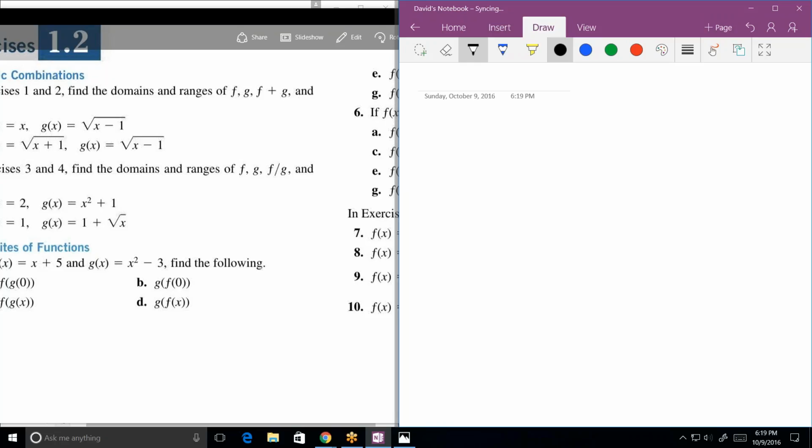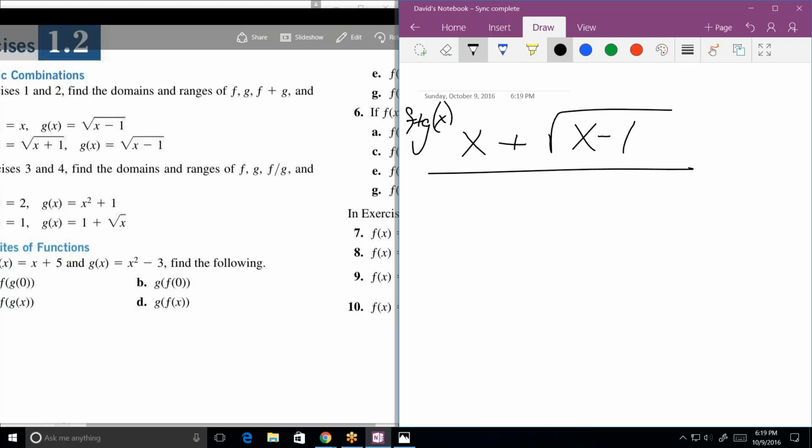Okay? Now, one of the ones that I was talking about, 3 and 4, we didn't quite do domains and ranges of f plus g. Let's go back and do that on number 1. Here's what f plus g is. Correct? Yes. Okay? What's the domain of that function? Where that's f plus g of x, f of x plus g of x. Well, what's the domain restriction on that function?